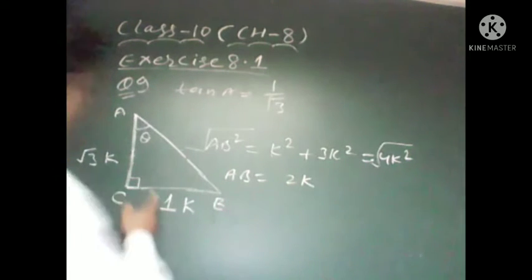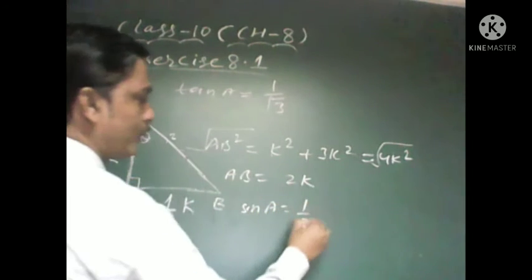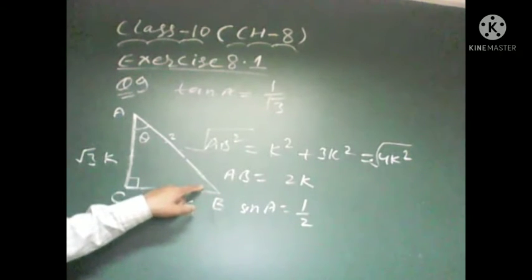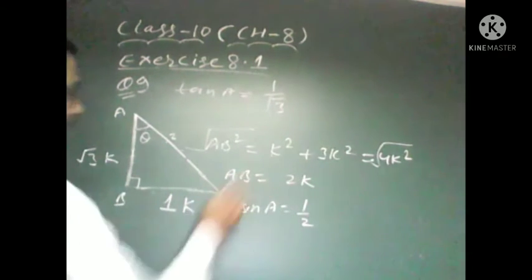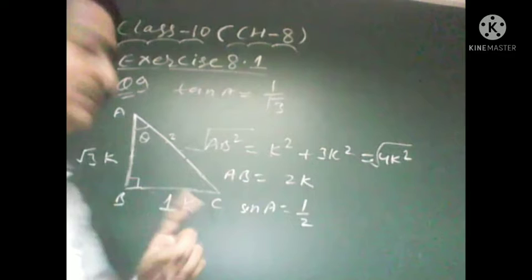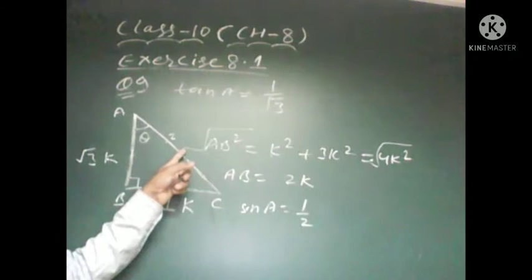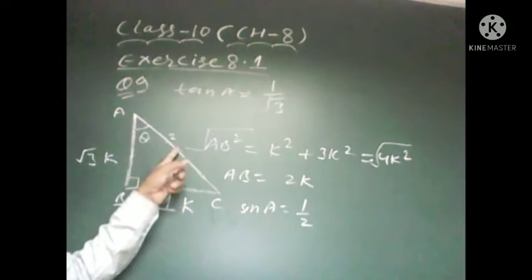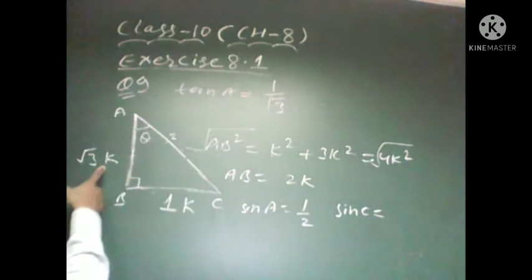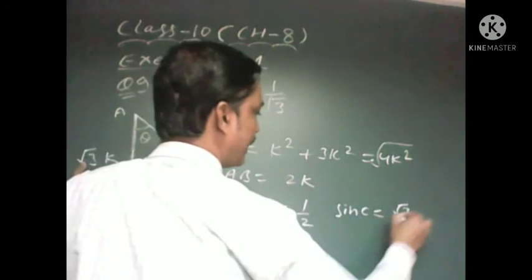Now what is sin A? 1 by 2. Right angle at B. Understand? Because A and C are equivalent, it is given in question 9. That's why, what is sin C? Root 3 by 2. That is sin C. For angle C, this is opposite and this is hypo. So 2k, under root 3 by 2.